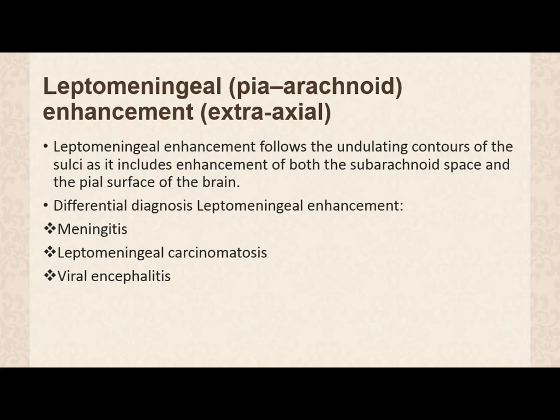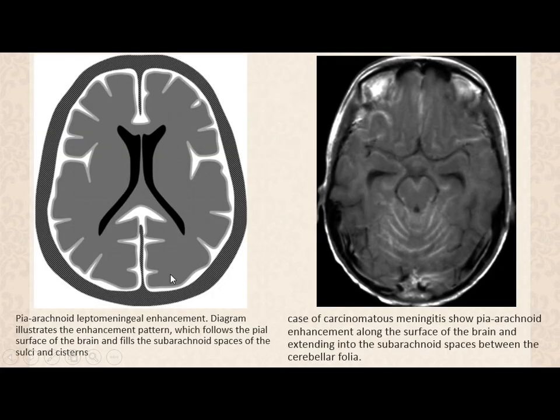Leptomeningeal enhancement, which is the pia-arachnoid enhancement, happens in meningitis, leptomeningeal carcinomatosis, and viral encephalitis. It's on the surface of the brain. It looks like some kind of gyriform enhancement, something like that. It's similar to it, but it's not. You can see even the cerebellar folia are enhancing by the pial folding.